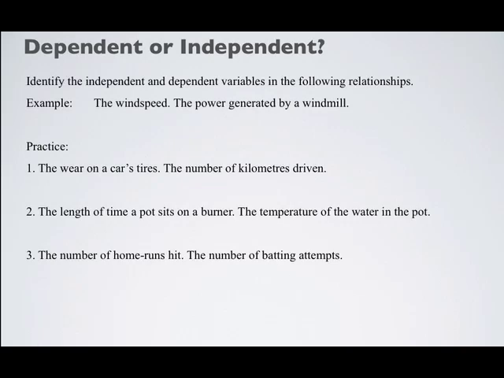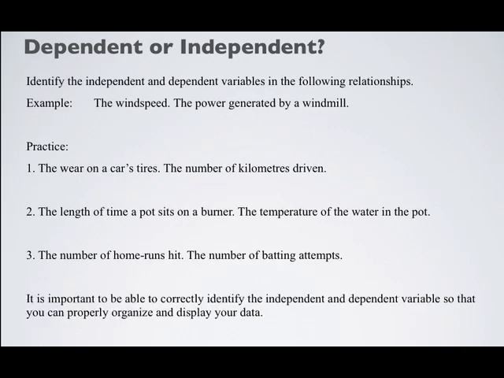In this situation, the number of home runs hit depends on the number of batting attempts. Therefore, the number of batting attempts is the independent variable, and the number of home runs hit is the dependent variable. It is important to be able to correctly identify the independent and dependent variable so that you can properly organize and display your data.